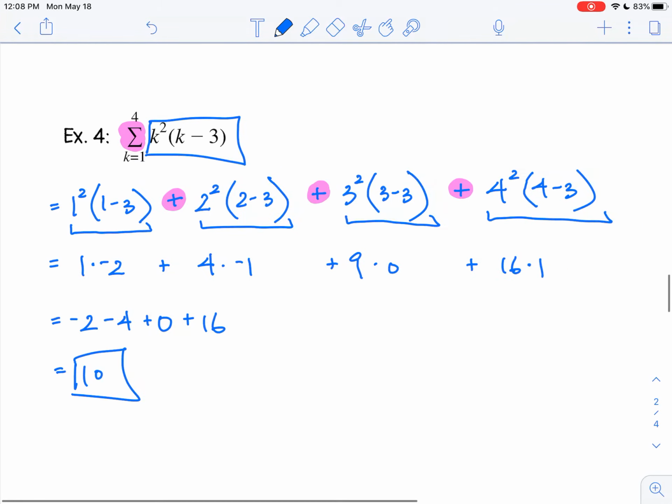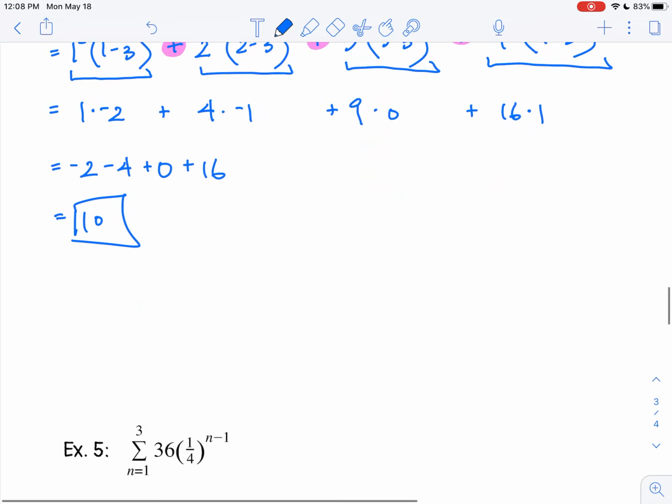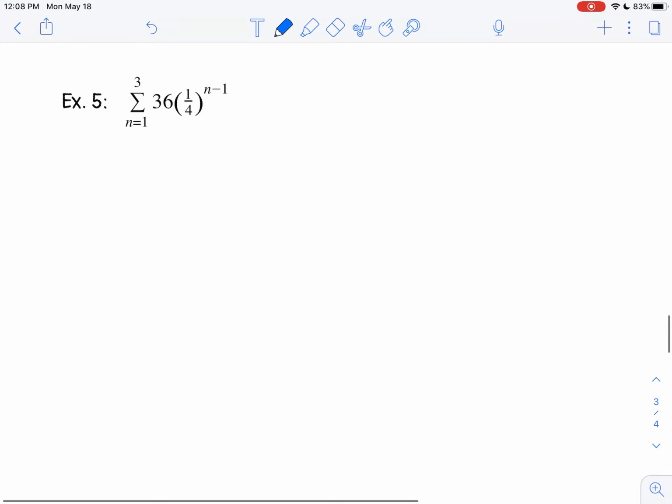So, kind of scary looking symbol. I can see how it's intimidating, but what we're really doing is just adding up the terms. So we're doing what we did in the first video where we find the terms, but then the added layer is that we add them together. All right, let's do one more example just so we can feel a little bit more confident about this.